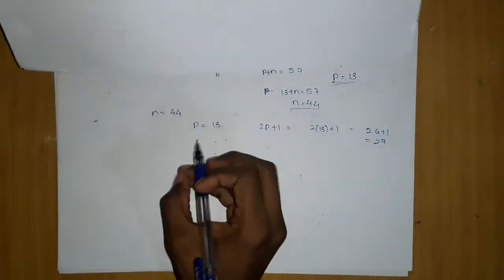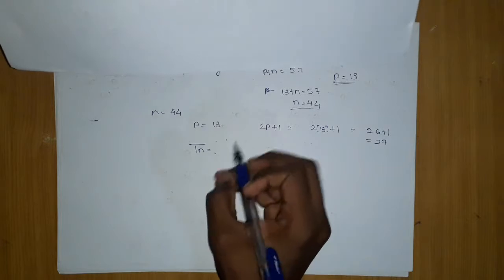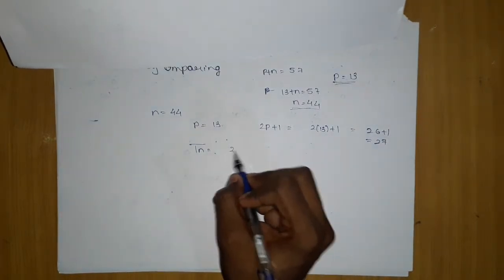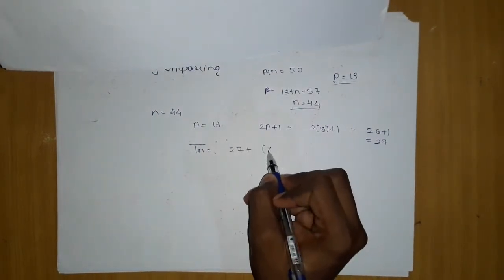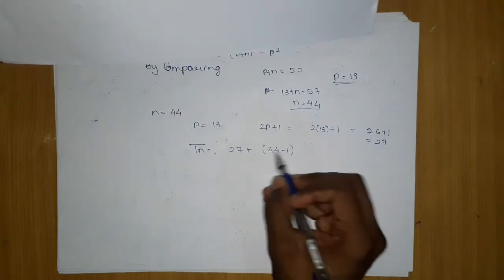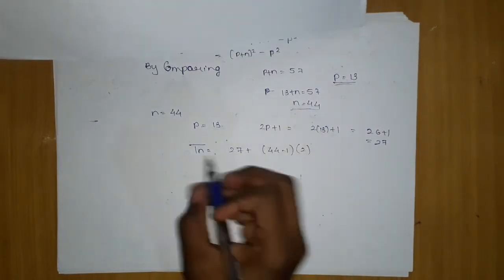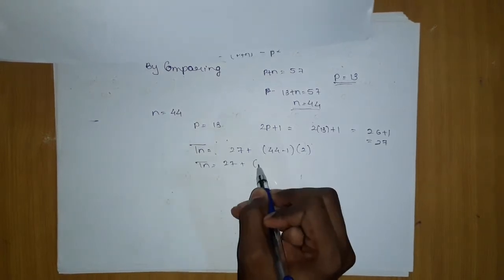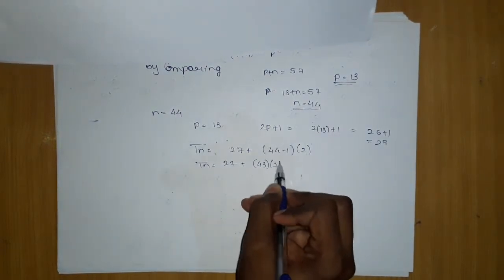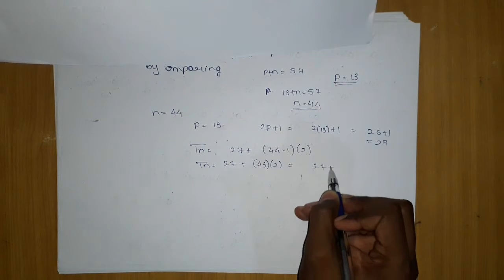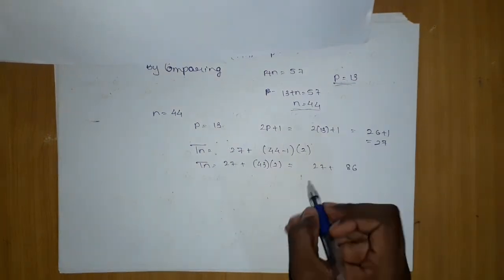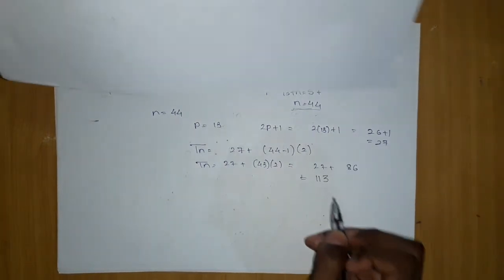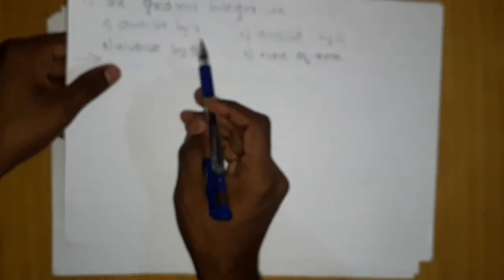To find the greatest integer, we want to find the last term tn. A, the first term we have already found, 27, plus n, which is 44, minus 1, total number of terms, into d, which is 2. So can we get the tn? Yes, we get 27 plus 43 into 2, which gives 27 plus 86, which is nothing but 113. So is 113 divisible by 7? No, it is not divisible.